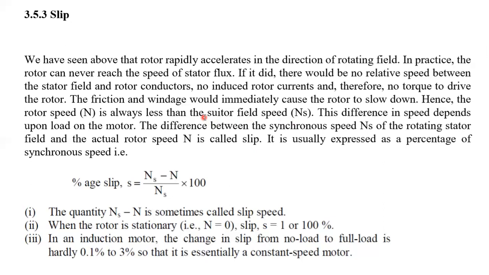Understood? If the rotor is rotating at synchronous speed, the EMF induced in the rotor is 0, the current is 0, and the force is 0. There is no torque developed on the rotor. So when there is no torque developed, the frictional and windage loss effects come to the rotor, and the rotor speed reduces below the synchronous speed.